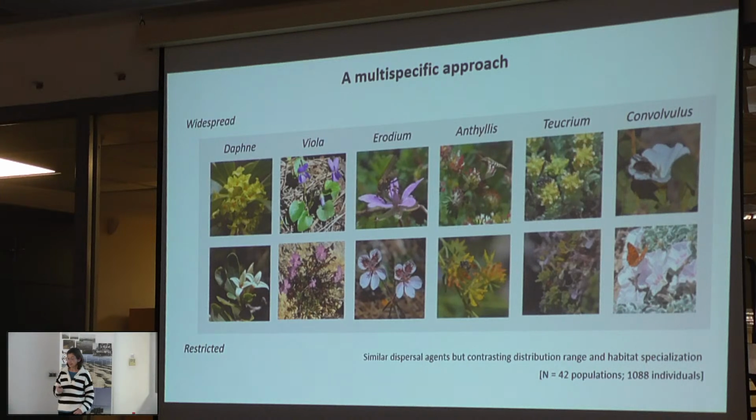We conducted this study not only in Erodium, we did pairs of species in 6 different genera, some of them widespread, some of them restricted mainly to dolomites, but not always. We altogether analyzed 42 populations and more than 1,000 individuals with these anonymous markers, and we selected the species to have similar dispersal agents but contrasting distribution range and habitat specialization.